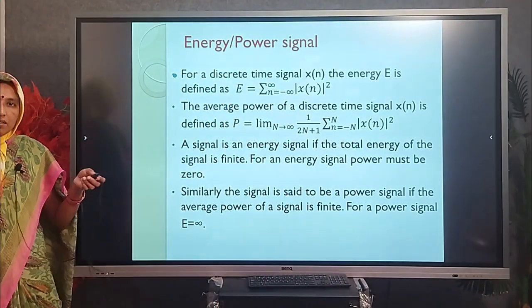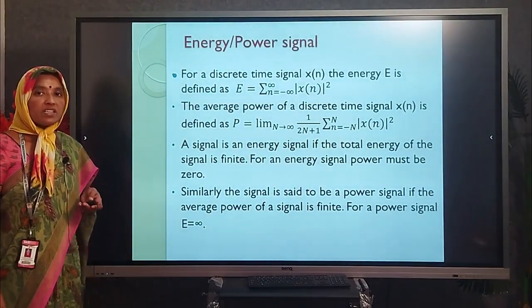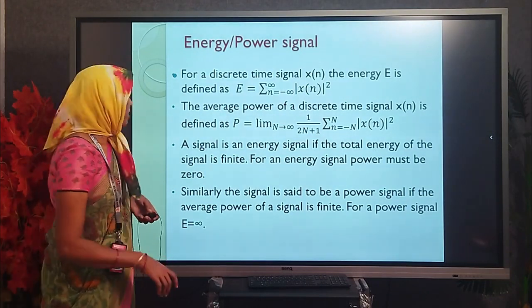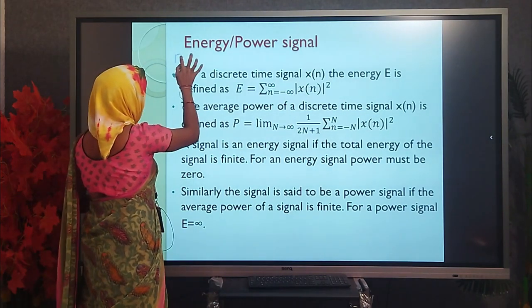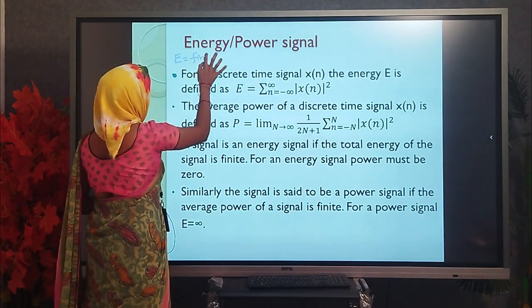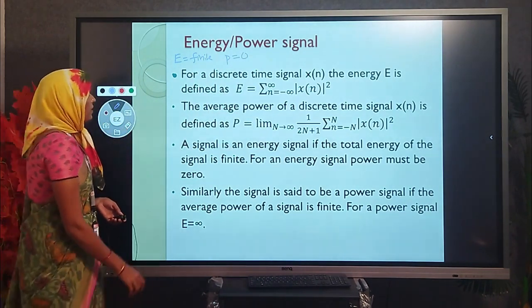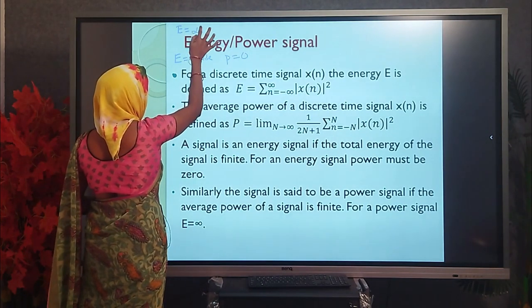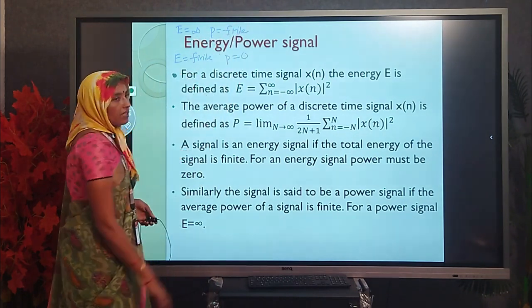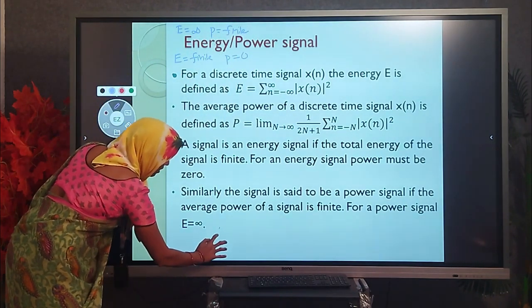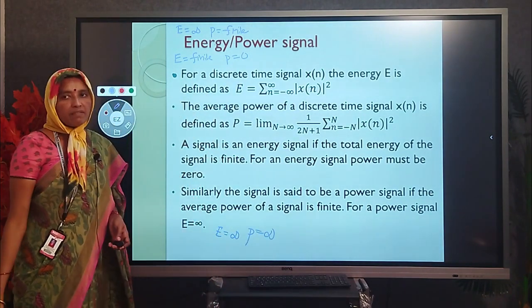And let us see about the last classification, energy and power signal. A signal is said to be an energy signal if the energy of the signal is finite, that is, E is finite and power is 0. If energy is infinite and power is finite, then the signal is a power signal. If both are infinite, then the signal is neither an energy nor a power signal.